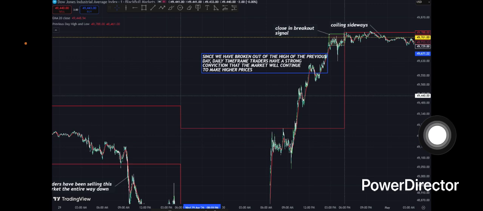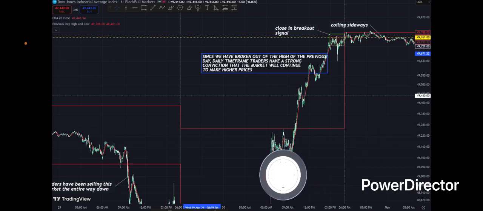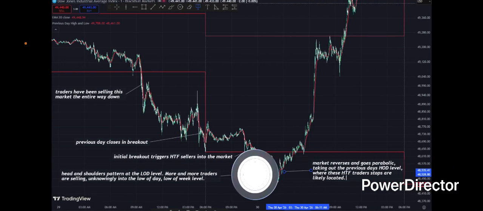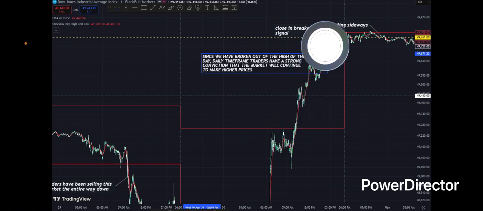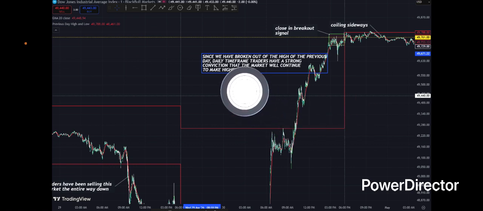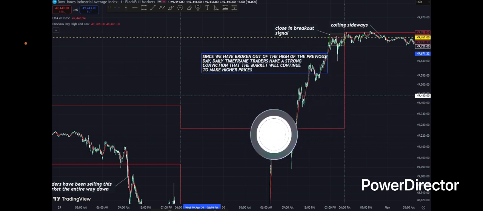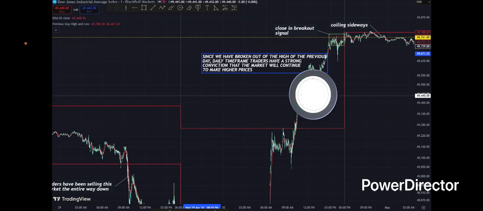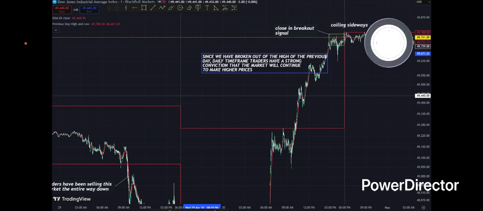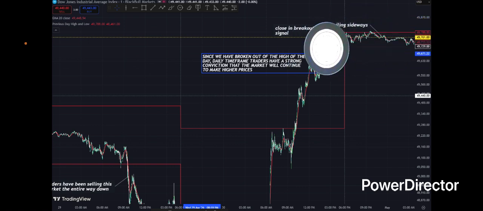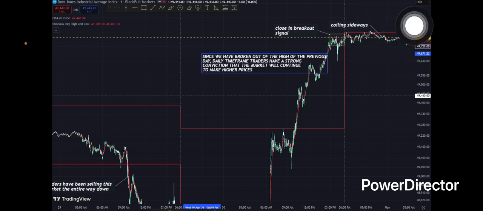And then the very next day, or that same day rather, right? This is the same day where we reversed and went higher on the DJ30. We break the opposite side of that daily range, continue to auction higher, and then close in breakout, okay? Now, since we've broken out of the high of the previous day, daily time frame traders will have a strong conviction that the market will continue to make higher prices, okay? And you can see as that new day opens, we're just coiling sideways up there at that level, the high of the week, high of the day type of level, all right?